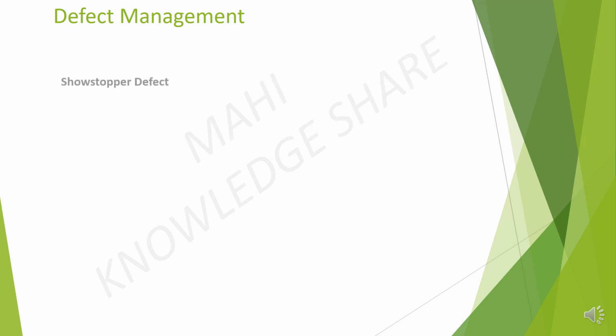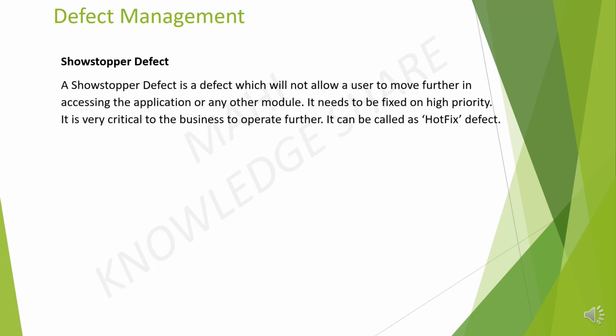Define showstopper defect. A showstopper defect is a defect which will not allow a user to move further in accessing the application or any other module. It needs to be fixed on high priority. It is very critical to the business to operate further. It can be called as hotfix defect.